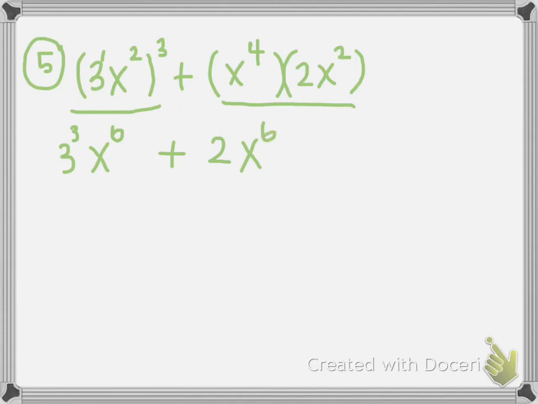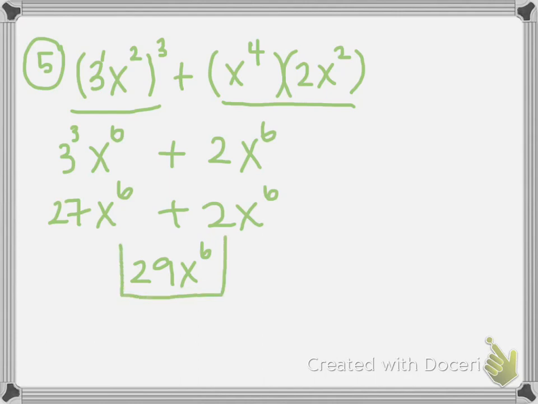Okay, so 3 cubed is going to be 3 times 3, which is 9, 9 times 3, which is a 27. So this is going to be 27 x to the 6th plus 2 x to the 6th. Okay, so I'll add those together here. So 27 plus 2, because I can combine these now, they're like terms. 27 plus 2 would be a 29.